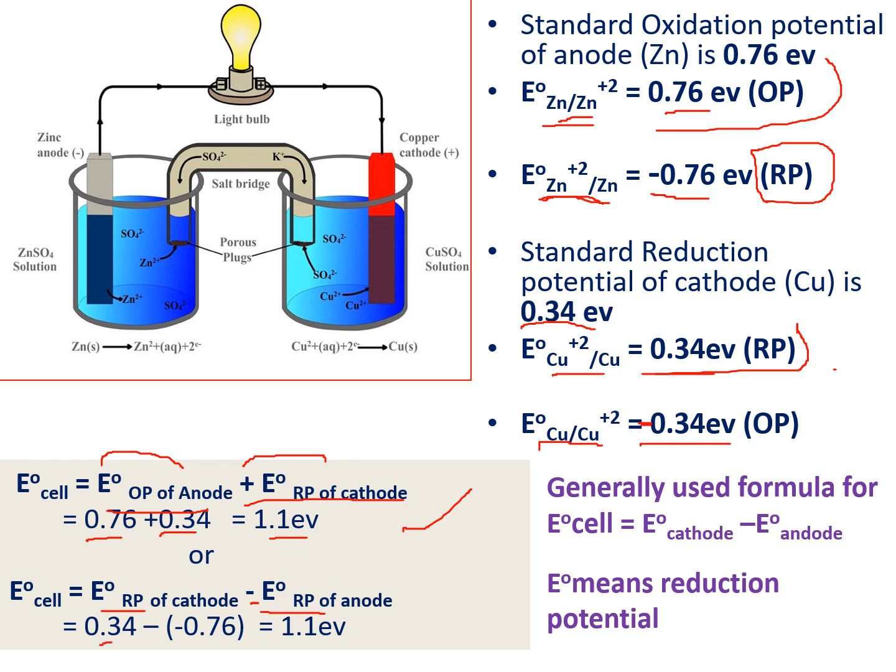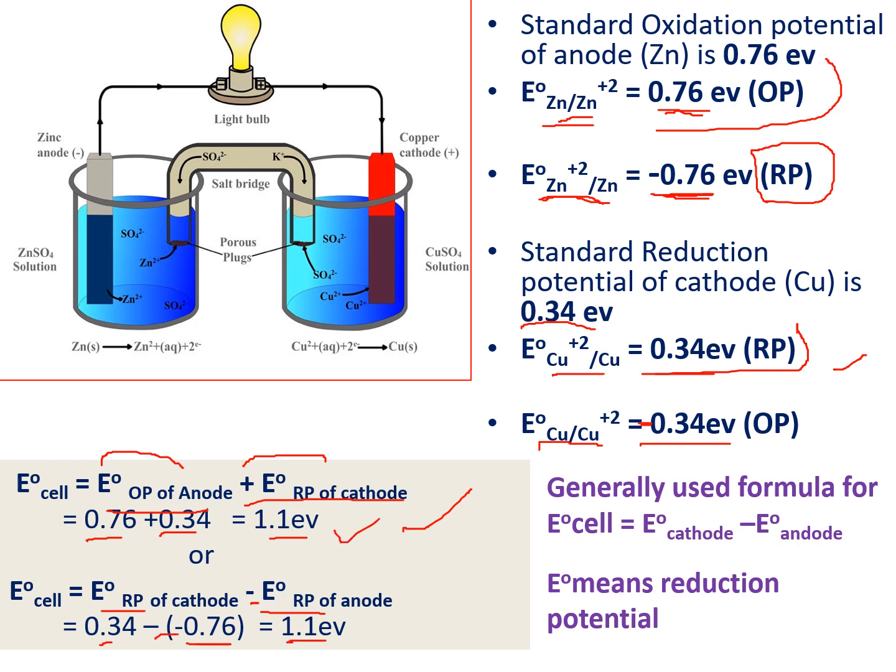Cathode reduction potential is 0.34. So there is a minus, so I keep the minus. And the reduction potential of anode: they give the oxidation potential of anode as 0.76. We can convert it into reduction potential by keeping the minus sign, so it is minus 0.76. That minus 0.76 I substituted here. Minus into minus becomes plus. So finally this also gives the same result.